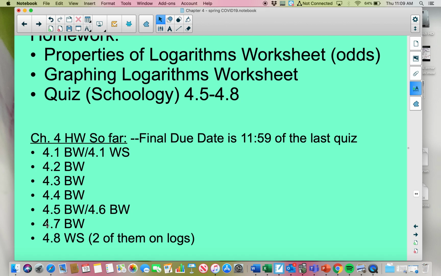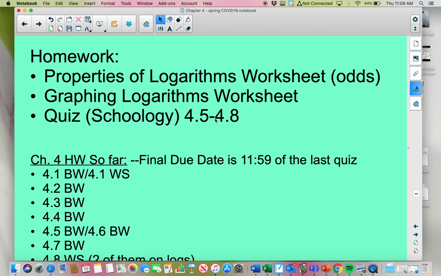The final due date for all of this homework is going to be 11:59 on the day of the last quiz. As I'm making this video, I'm not going to verbalize what that day is. Please look at the assignment calendar. Everything is very clear on Schoology and your assignment calendar, but just in case something else changes.